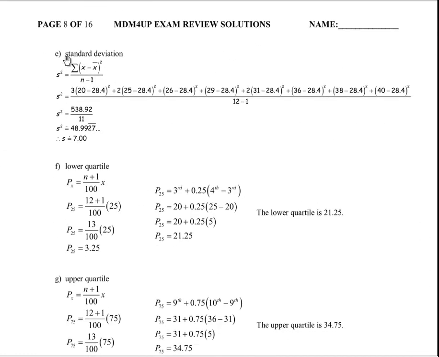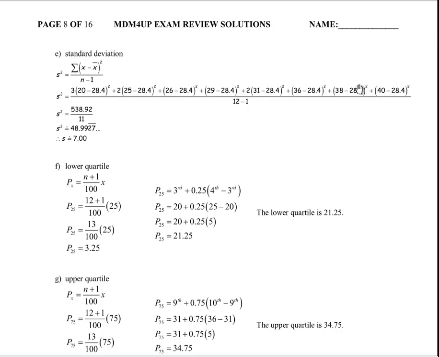We're asked to find in E the standard deviation, and this is the formula for the standard deviation. So it's 3 times the number minus the mean squared. 3 because there's 3 20s, plus, and there's 2 25s, so plus 2 times 25 minus the mean 28.4 squared, etc. And all the way through over n minus 1, so we're actually dividing by 11 here.